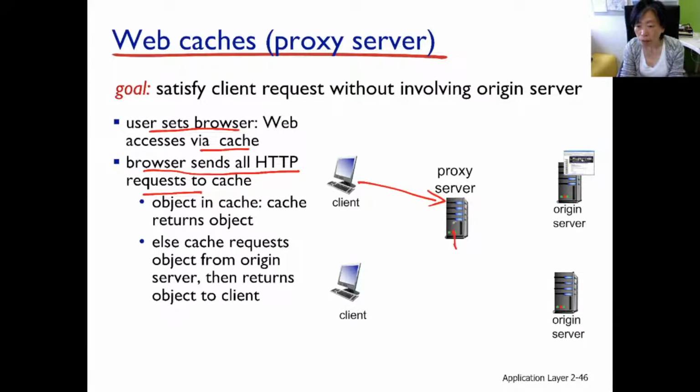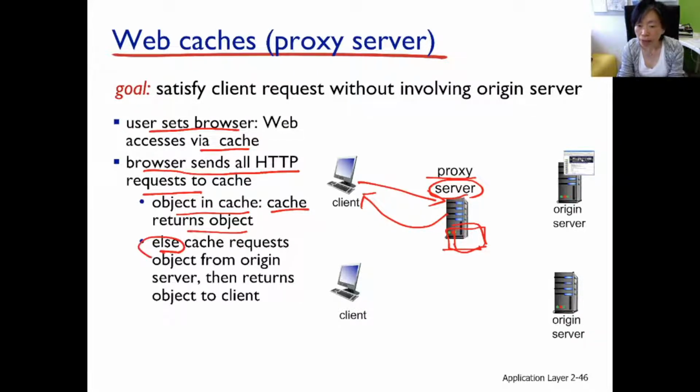If the object, the page we're looking for, is already in the cache, the proxy server sends the object back. So you see, it works somewhat like a server, but it's not the original server. It's somewhat a delegate of the original server, having a copy here. Okay, so object in the cache, cache returns the object.